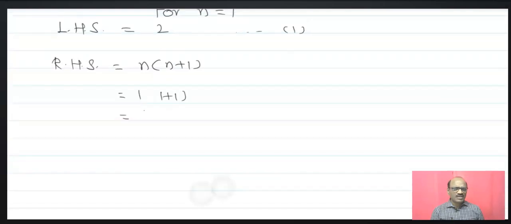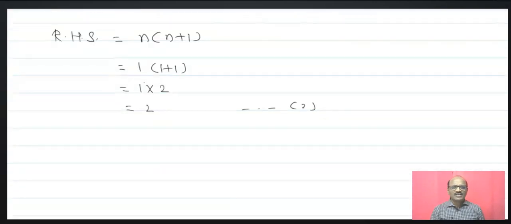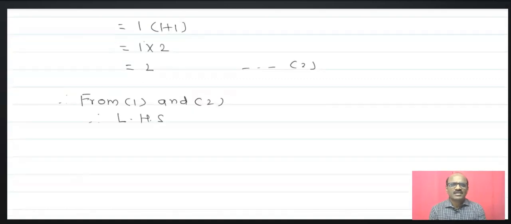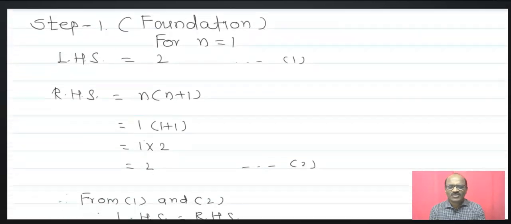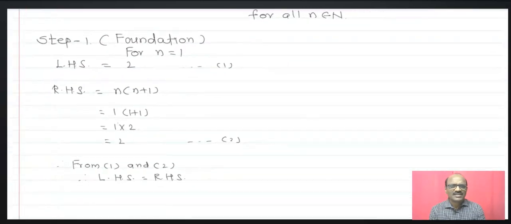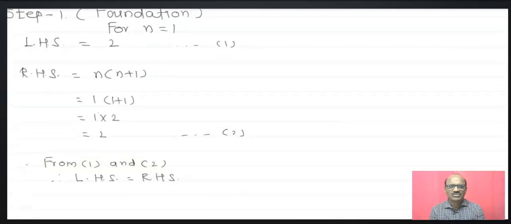LHS भी 2 है और RHS भी 2 है, इसलिए LHS is equals to RHS हो चुका है अभी. Therefore LHS is equals to RHS. Some of my friends say that sir talk in Hindi also. That's why I'm trying to speak in Hindi. Now यहाँ से हम देख सकते हैं कि LHS में 2 है और RHS में भी 2 है. Therefore, the first step is LHS is equals to RHS.